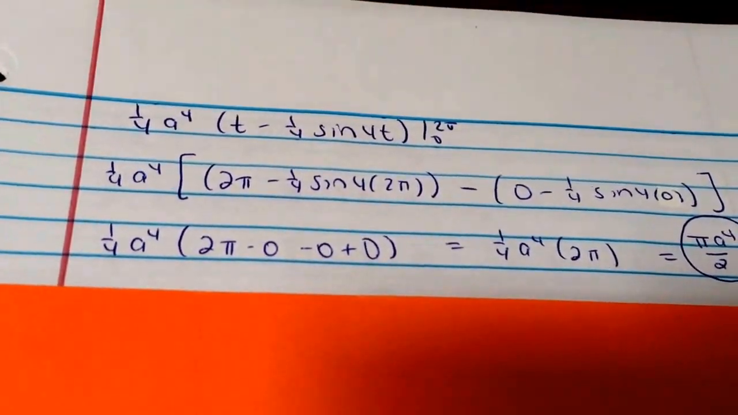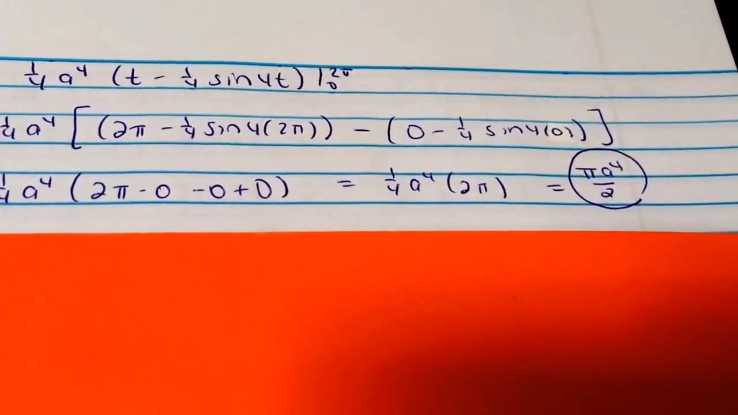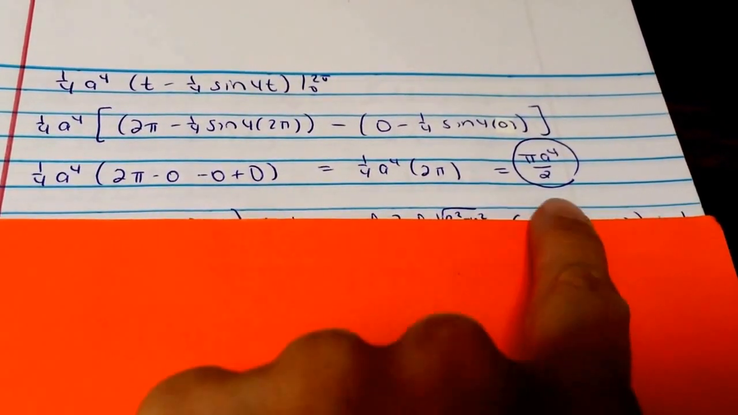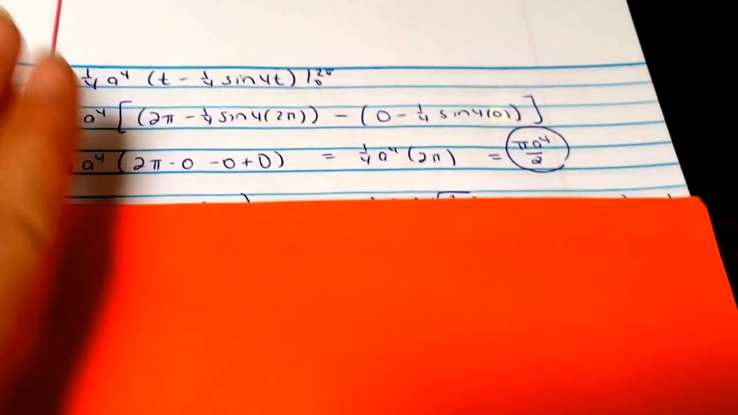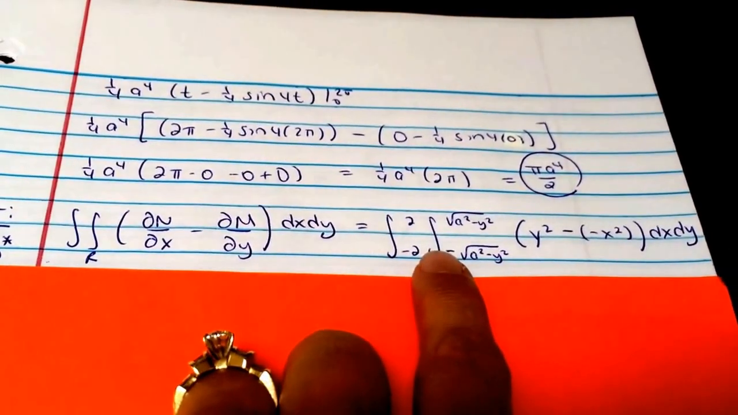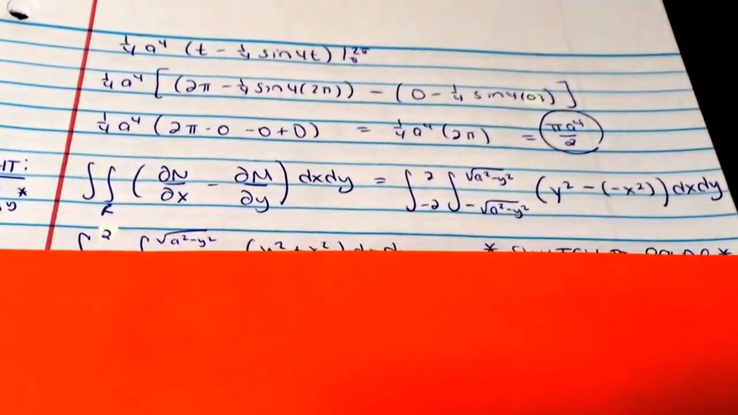Okay, so here is what I get when I integrate. Plug in my 2 pi and my 0. This is sine of 8 pi, which is also 0. So it simplifies down to this. So now for my right side. For my right side, I have the same bounds, but notice a different function. So here's my bounds, different function.